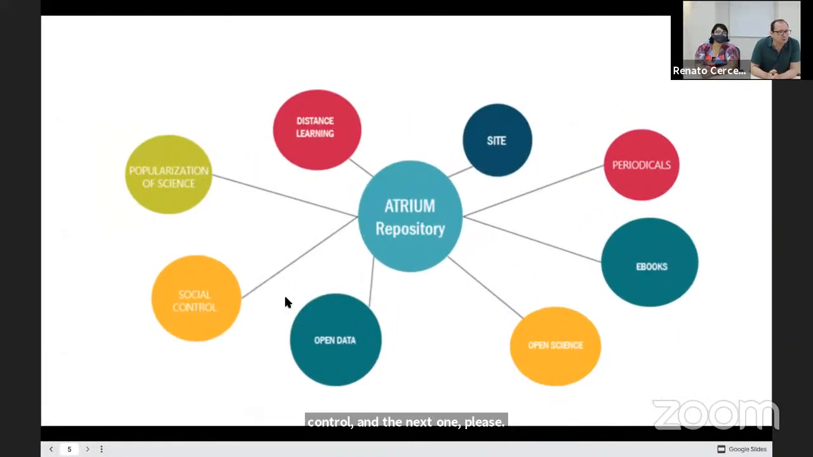This is our focus. The repository will be the central part of this complex situation. We will deal with DSpace. We are going to migrate now to DSpace 7, the next generation of DSpace, which we will choose to work with.